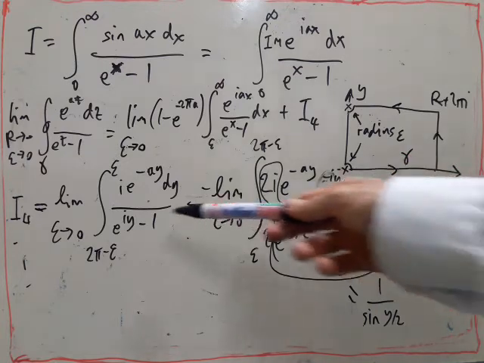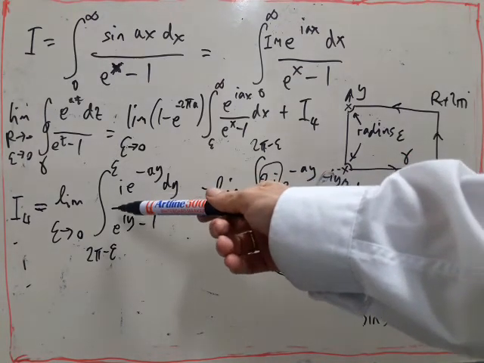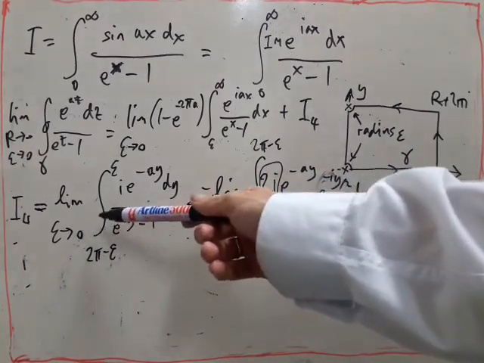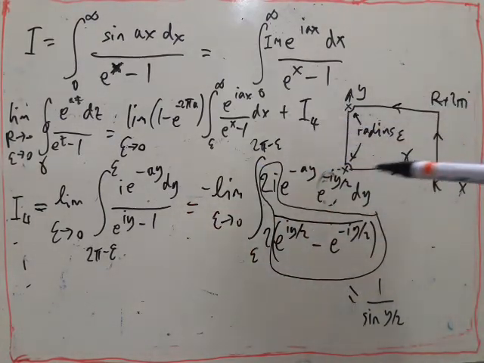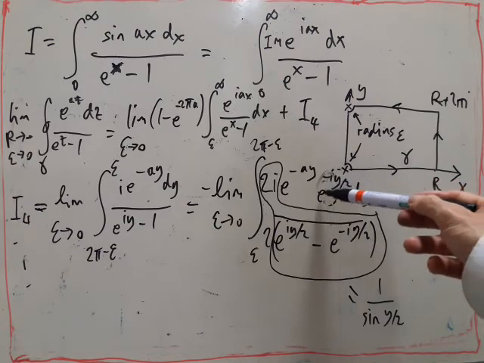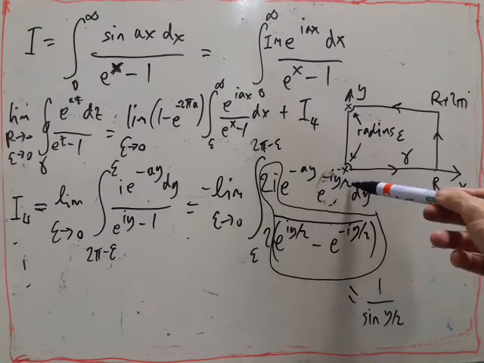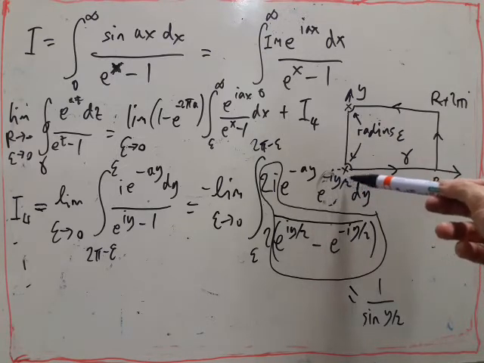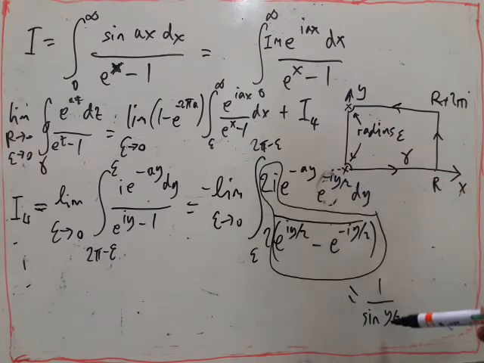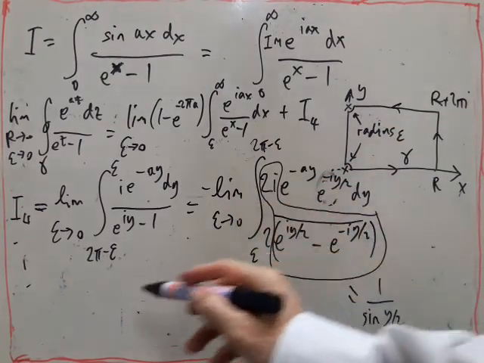The problem is that this, as I said, won't exist. This integral itself doesn't exist as epsilon goes to 0. But if I take the imaginary part, then that's okay. So I just take the imaginary part. The imaginary part of e to the minus i y over 2 is minus sine y over 2. So that's going to cancel with this. It also makes the integral doable. So then I'm allowed to take the limit as epsilon goes to 0.